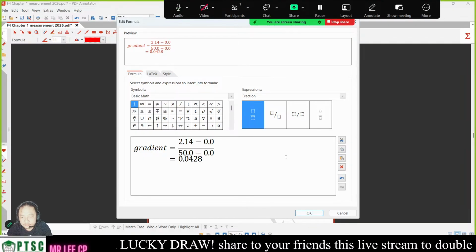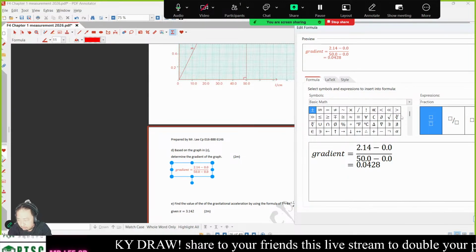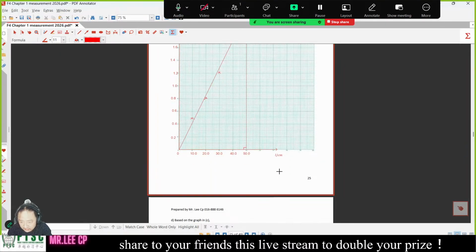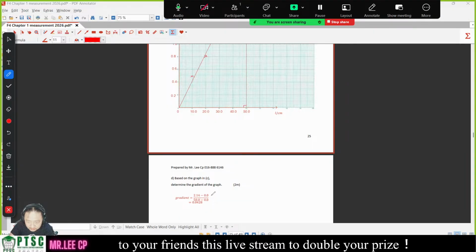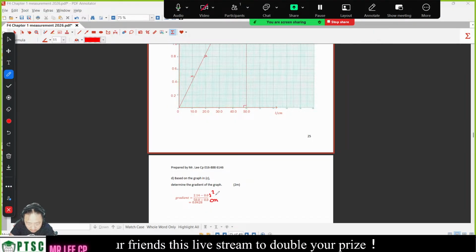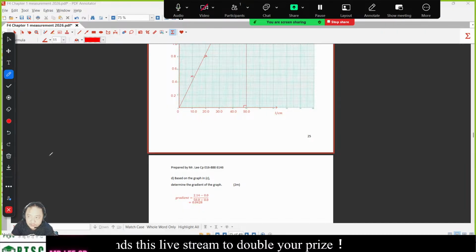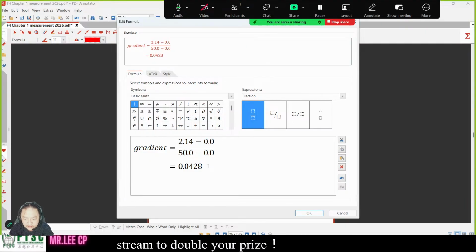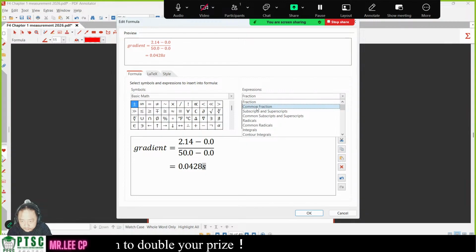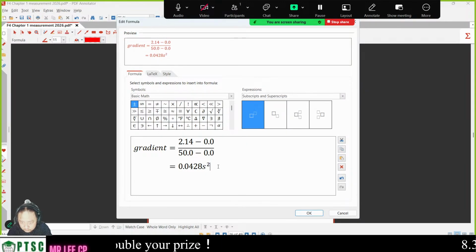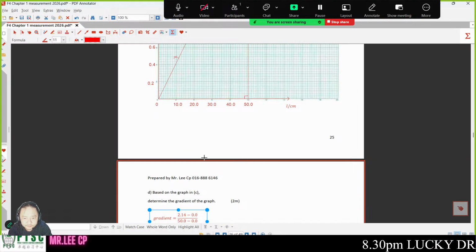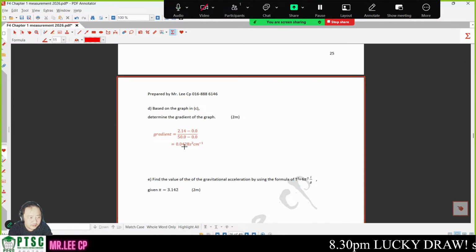What is the unit? The unit on the y-axis is second square, and on the x-axis it is in cm. So you get second square per cm. Last week I taught you how to derive the unit. So it is s square cm minus 1. This is my gradient of the graph.